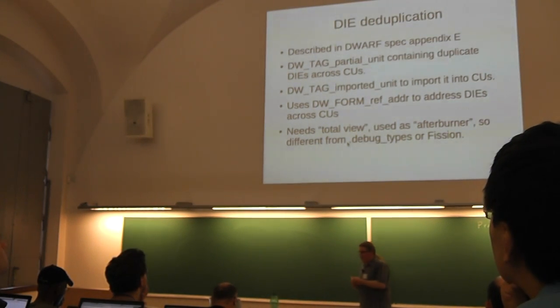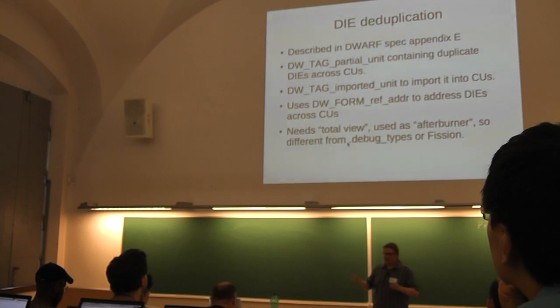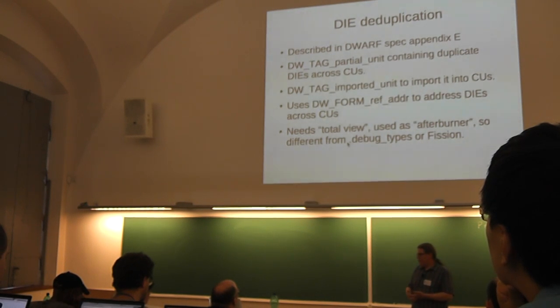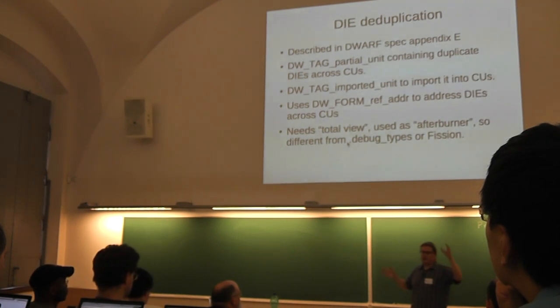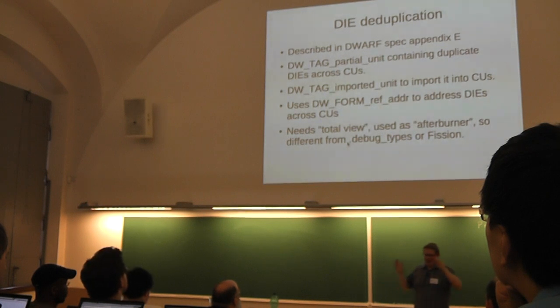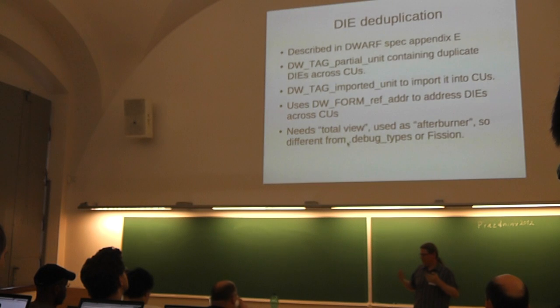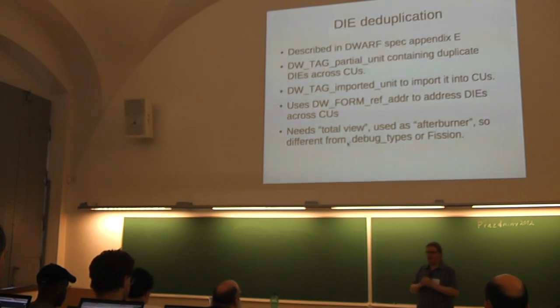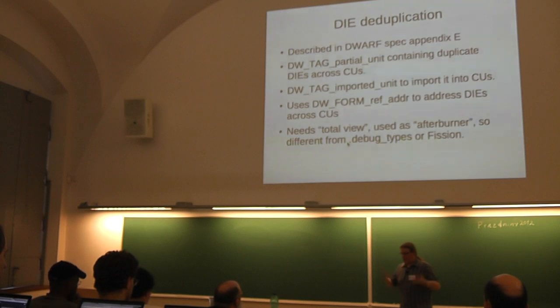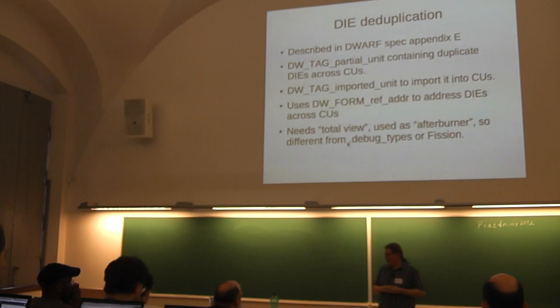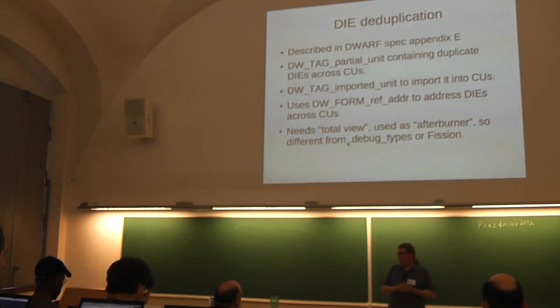So I actually wanted to get input on deduplication. The DWARF spec describes deduplication. If you have the whole directory for all the CUs, you can easily see which debug information entries are similar between the compile units. You just put them in a partial unit, and in all the compile units you include that partial unit. That kind of sounded simple, and we worked on it for a while.